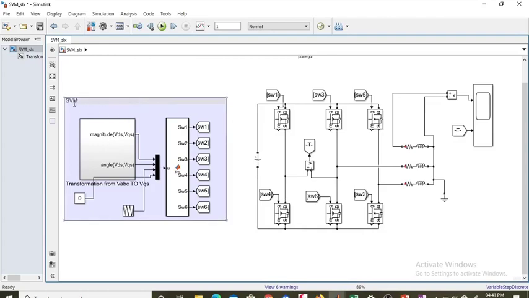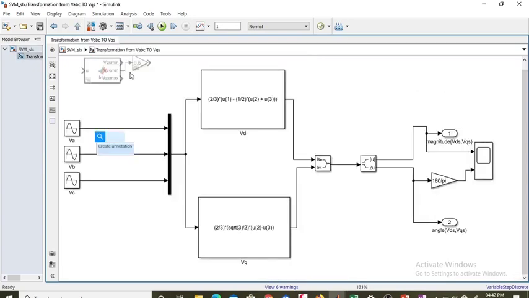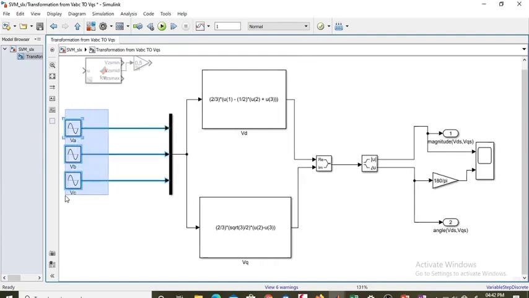So first, this is the SVM control panel, and here is a simple 2-level 3-phase circuit. This block is just a transformation of 3-phase to 2-phase conversion, and here is a reference 3-phase generator.